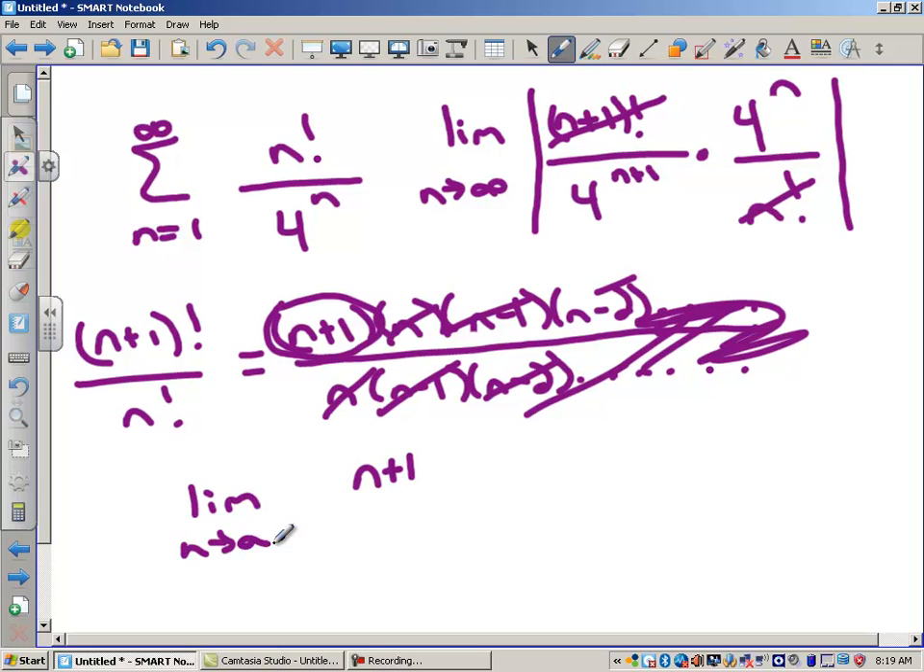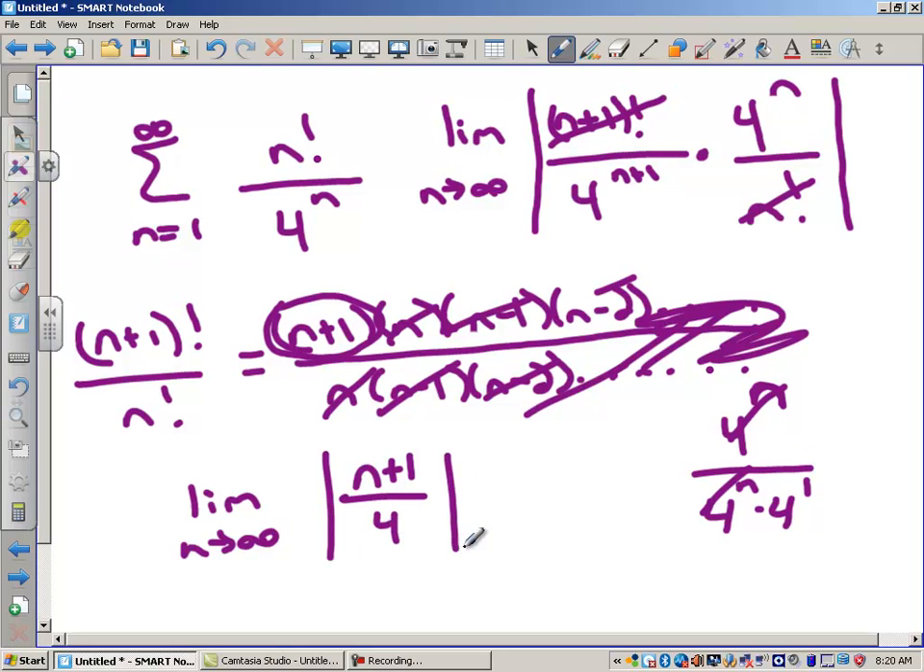Now let's take a look at the exponentials. 4 to the n over 4 to the n+1. Well, you know that 4 to the n+1, with our practice with geometric series, can be rewritten as 4 to the n times 4 to the first. The 4 to the n's cancel, and we're left with just a 4 on the bottom. And I want to compute this limit.